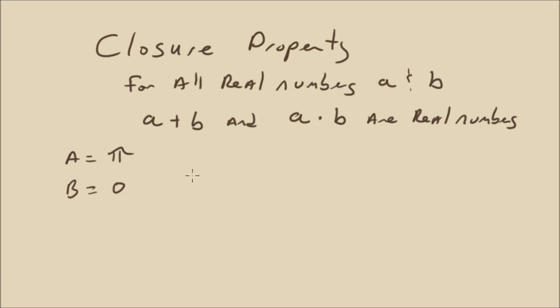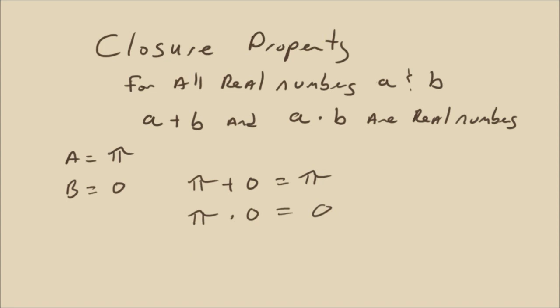So I should probably use a different example, but I'll use this one for now. That'll be pi plus 0, which is equal to pi. That's all in the real numbers, no problem. If I do it as a multiplication, it's going to be pi times 0 is going to equal 0. That's going to be still a real number.